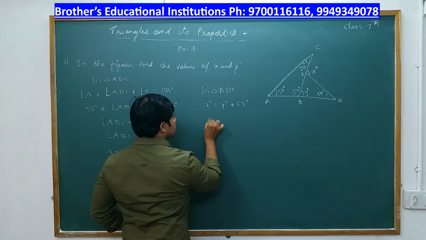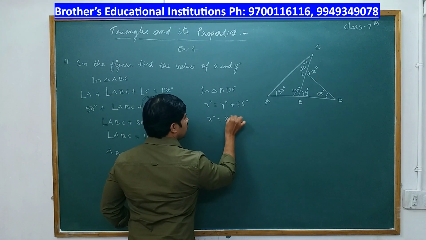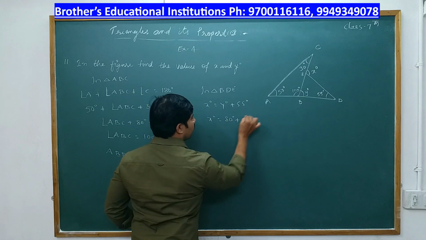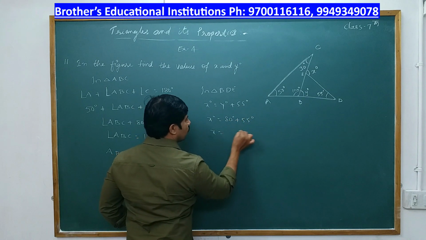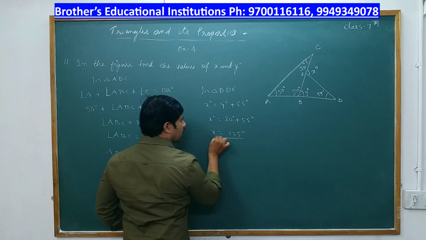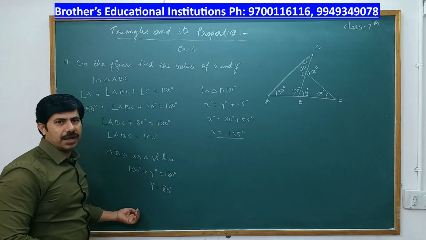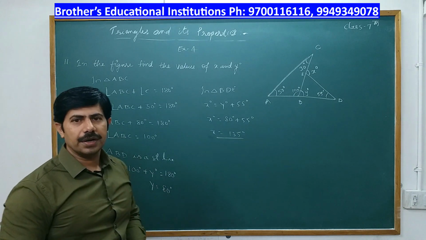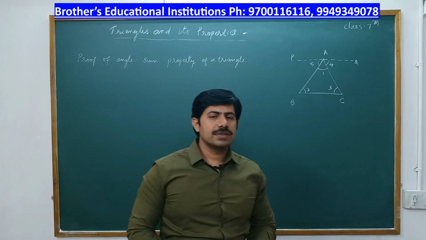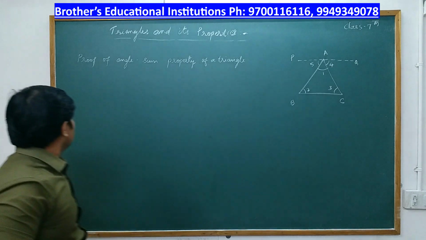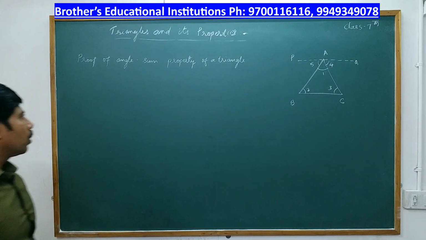So x is equal to 80 degrees plus 55 degrees. So x is equal to 135 degrees. Okay, so x is 135, y is 80. So this is completed. So the next one is we see proof of angle sum property of a triangle.